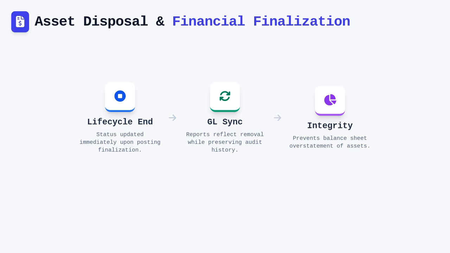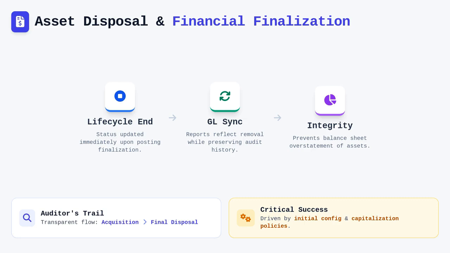This transition ensures that your balance sheet is never overstated by assets that have long since been disposed of or sold. The precision of these system mechanics is what auditors typically look for when evaluating fixed asset controls, as the trail from acquisition cost to final disposal should be transparent and consistent.